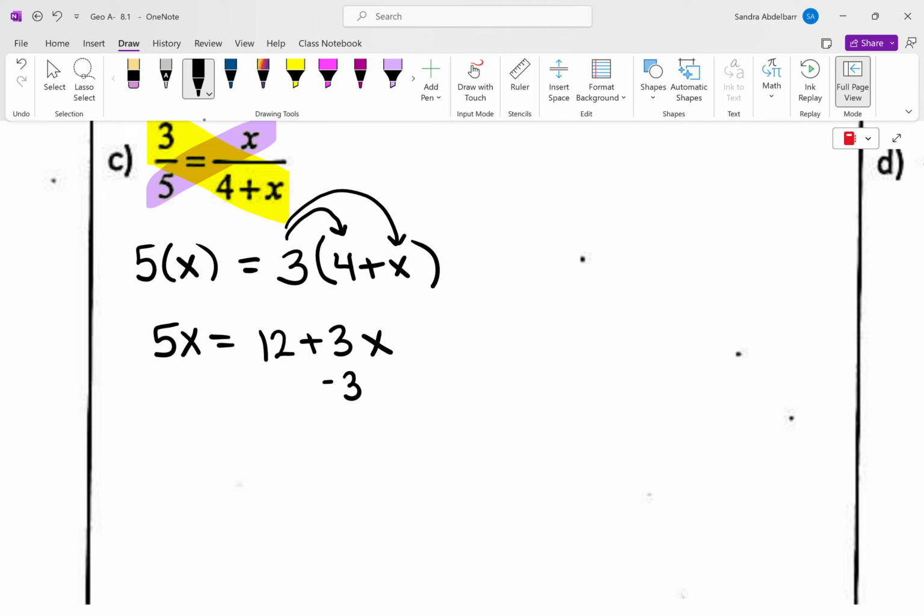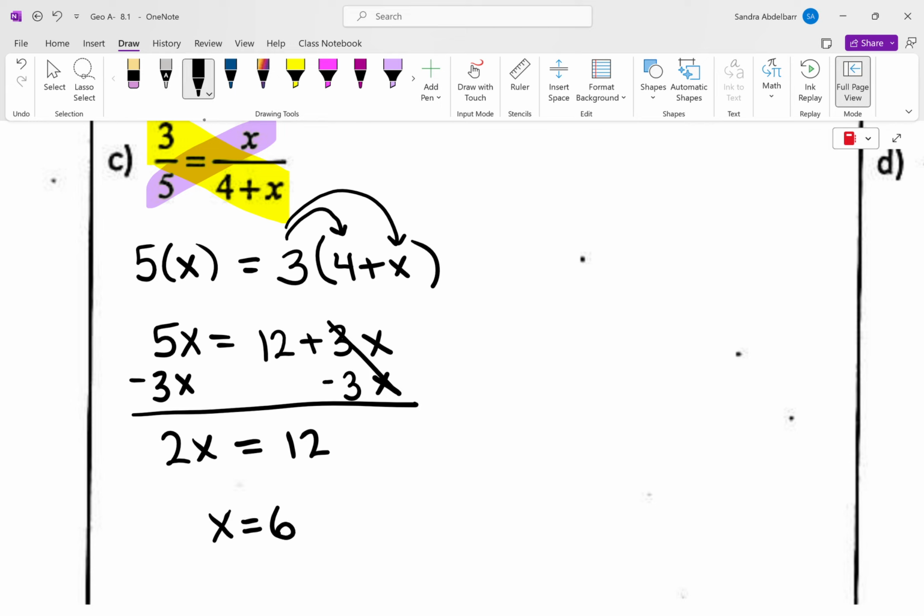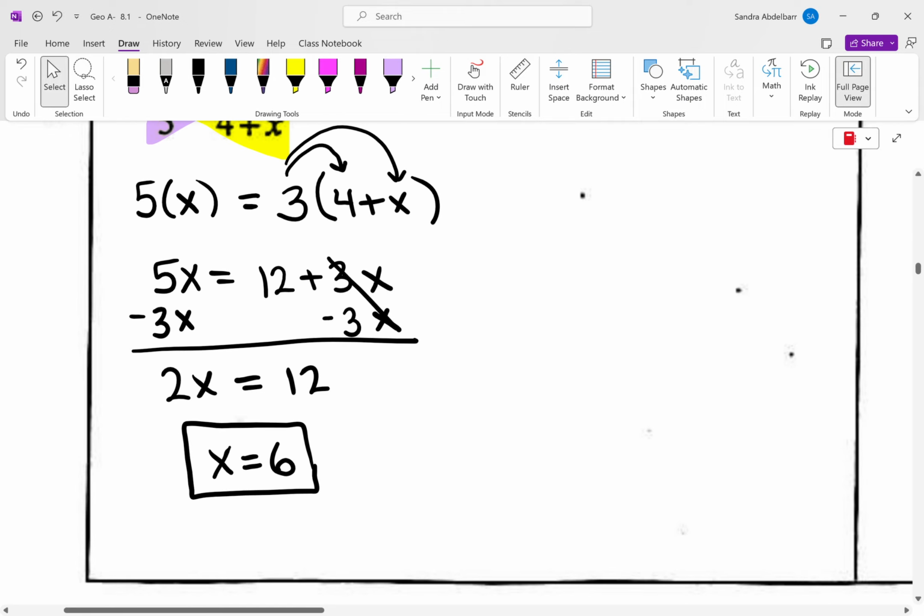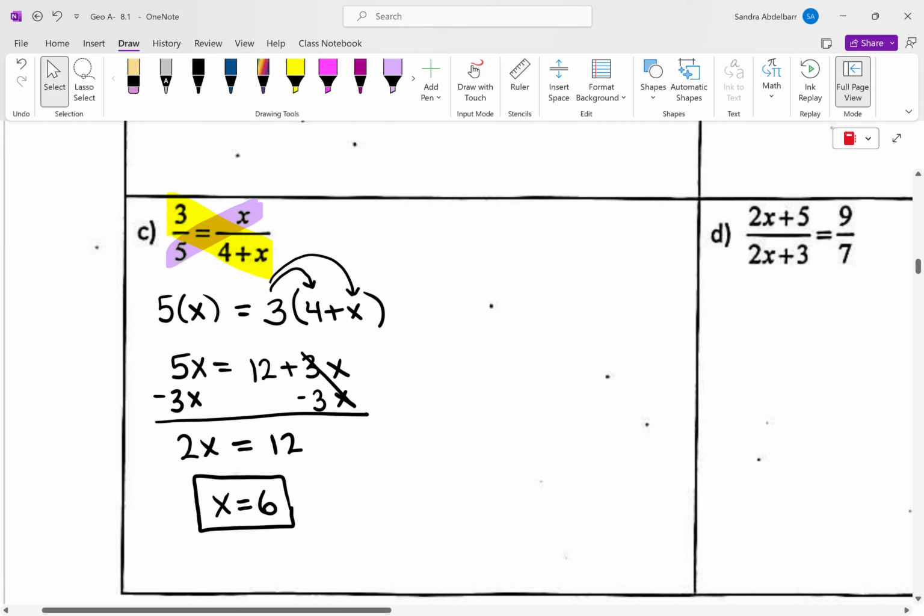And now we solve this. So I'm going to subtract the 3x on both sides. And I get 2x is equal to 12. So x will equal 6. Oh, I skipped the second one. That's okay. I'll go back to it.